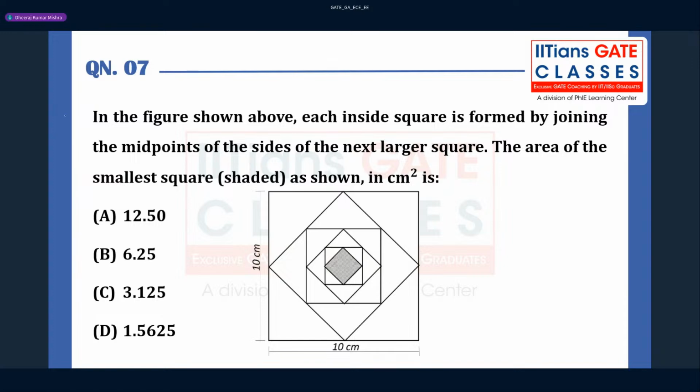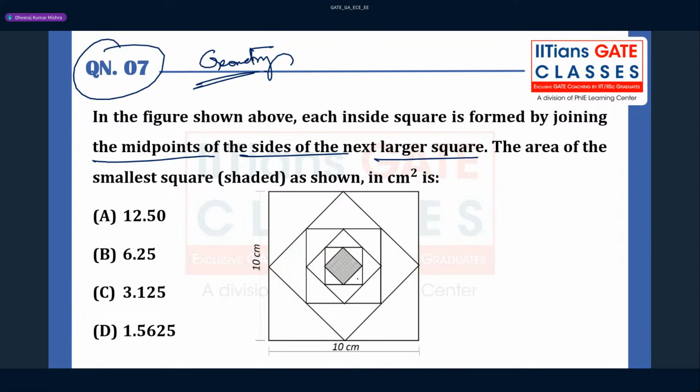Okay, so let us see this question. Question number 7 from geometry. In the figure shown above, each inside square is found by joining the midpoints of the sides of the next larger square. Okay, so we have got some sort of a square like this, and they have given 10 into 10. So what is the area of this guy? This is nothing but 100 square centimeter.